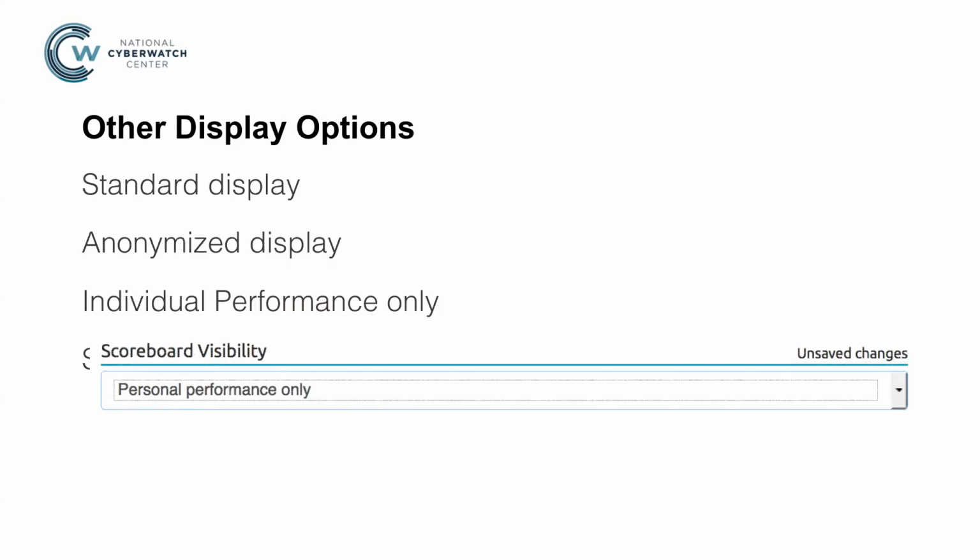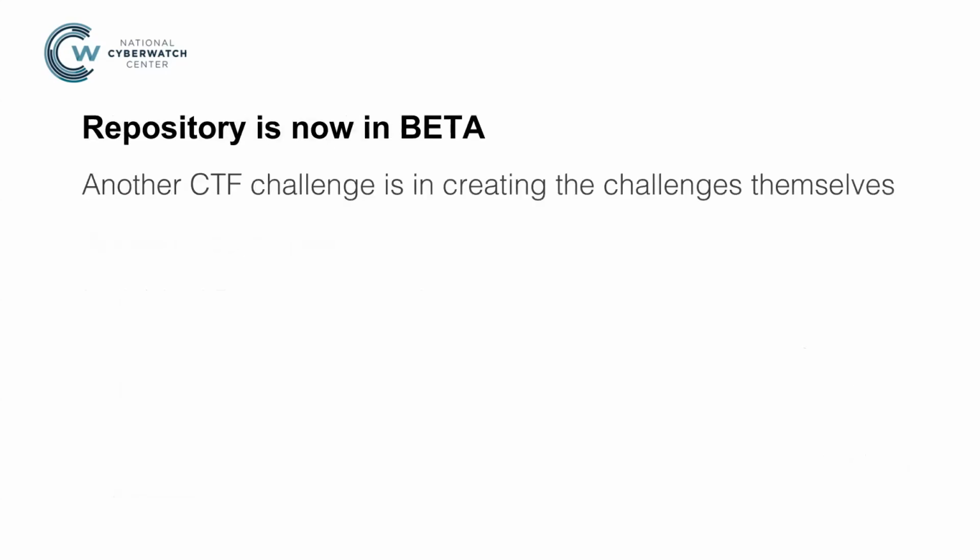So there are some display options. The standard display is just that, it's a scoreboard, everyone can see everybody. We have an anonymized display, so there's still a scoreboard, so you can still have a general understanding of where you sit in the competition, but nobody can necessarily identify each other unless they figure out who has what points. You can have an individual performance view, where you can't see anybody else that's competing, and then you can completely shut the scoreboard off. And there's just a few screenshots here. You'll see all those if you go through and set up a CTF.